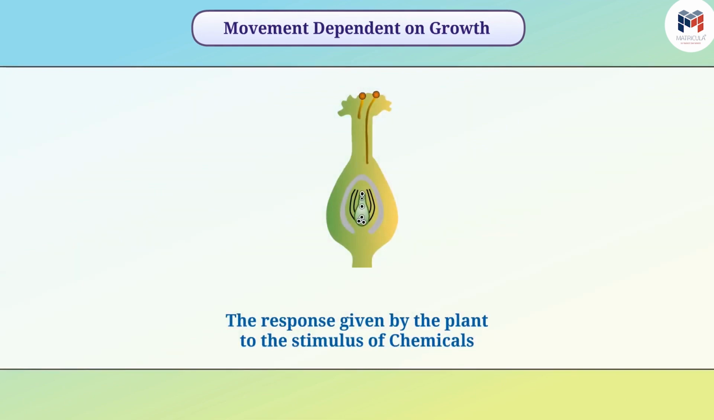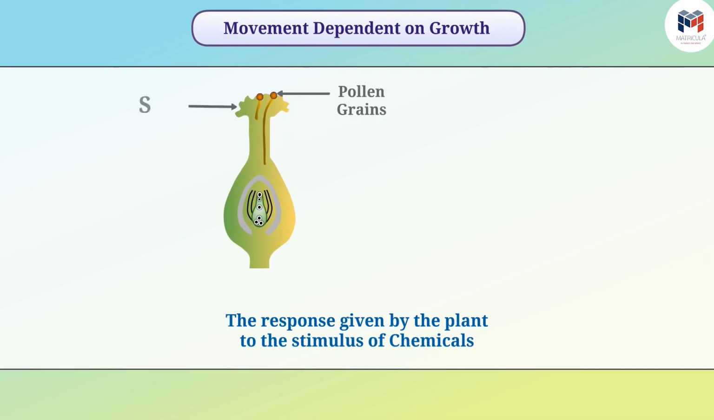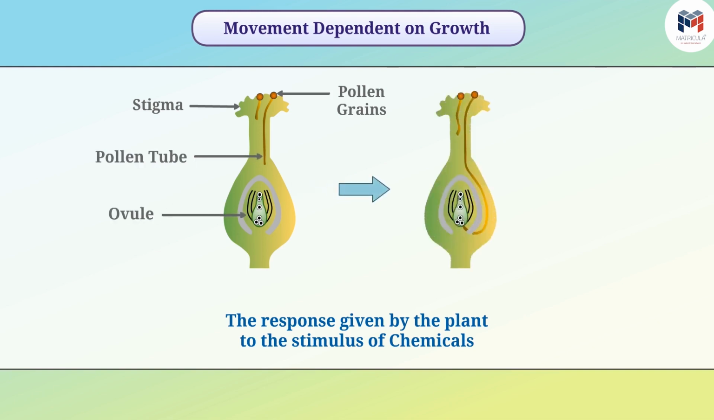Plants also give a response to the stimulus of chemicals. For example, when pollen grains reach the stigma, there is a development of a pollen tube to take the pollen grain towards the ovule. Such a movement is called chemotropism. We will talk about it in the upcoming videos.